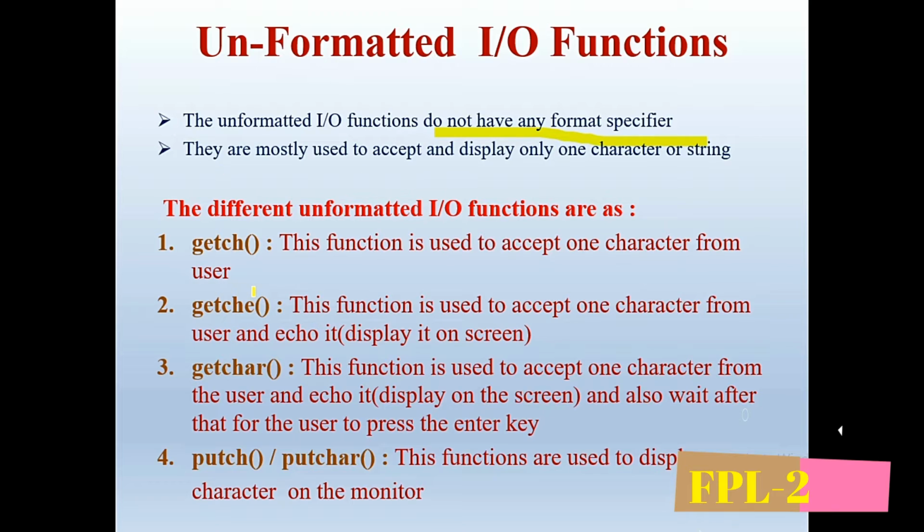The different unformatted array functions are as follows. getch: this function is used to accept one character from the user. getche: this function is used to accept one character from the user and echo it, display it on the screen. getchar: this function is used to accept one character from the user, echo it, and also wait after that for the user to press the enter key. putch and putchar: these functions are used to display a character on the monitor.